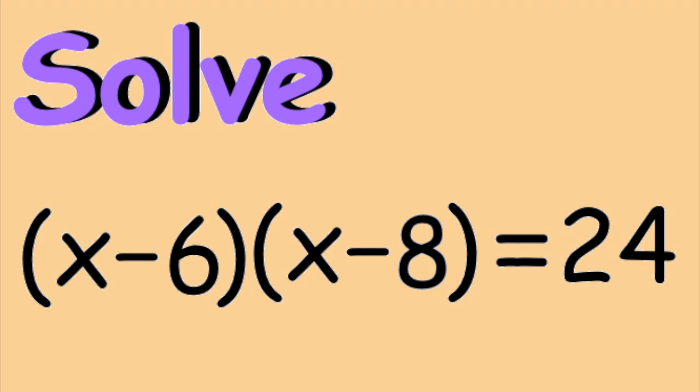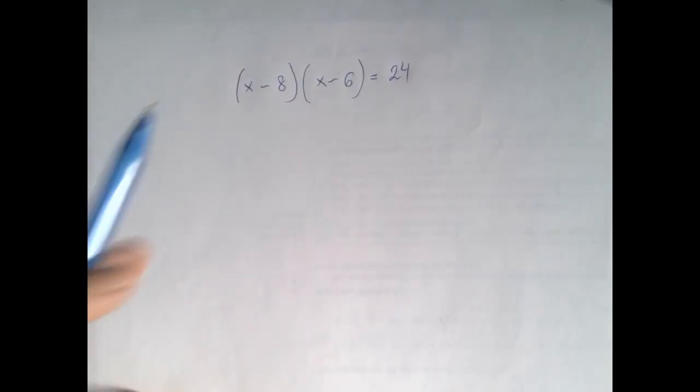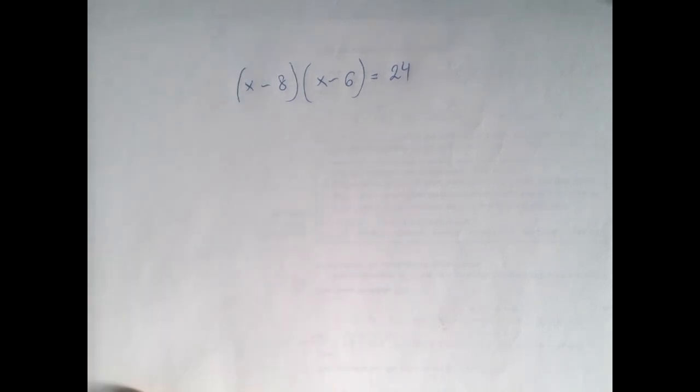So we have a quadratic equation, and even though it looks very convenient that the left-hand side is factored, unfortunately it's not going to help because this other side has to be 0. So the first thing we're going to do is expand this, then subtract 24, and then factor.